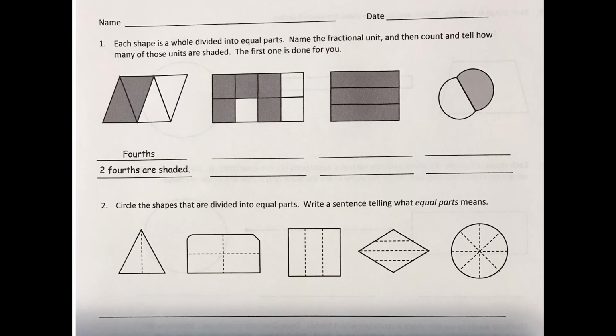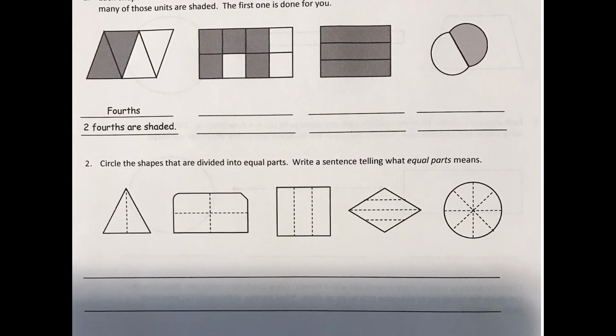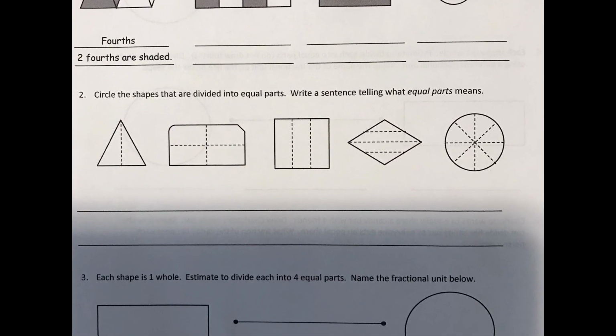And this first problem is exactly what I did at the beginning of this video. So you're like, I don't know what this is. Rewatch the video because I do it in the beginning. It says each shape is a whole divided into equal parts. Name the fractional unit. So they give you an example. That fractional unit on the first one is 4ths. And then count and tell how many of those units are shaded. So 2/4 are shaded.